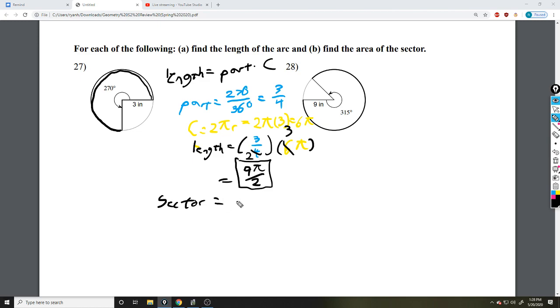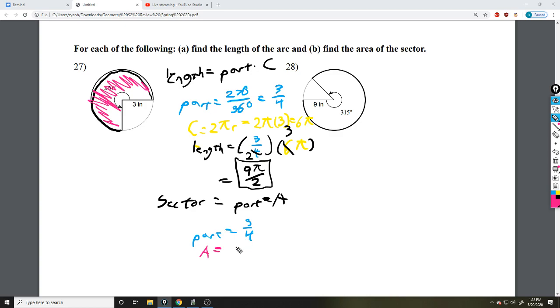Now for the area of the sector, sector is going to be the same thing except related to area. So part times area. And our part, we've already found, it's still 3/4. We're still going 3/4 of the way around the circle. Area of the sector would be, what's the area of this shaded part? Pretending that I shaded the whole thing. Okay. Area. And it should be that fraction of how far around the circle we went.